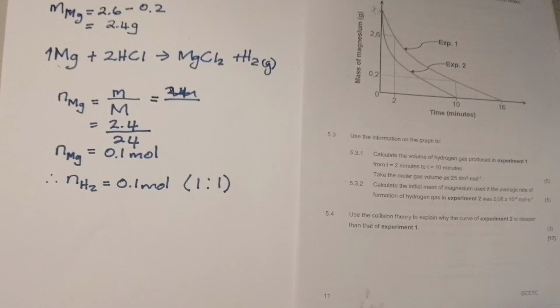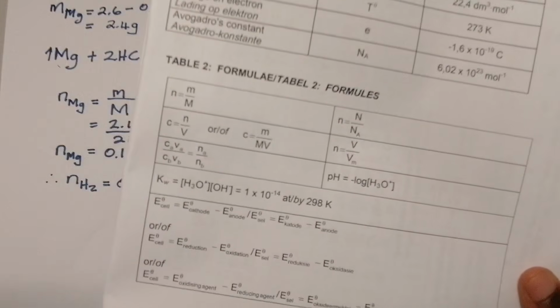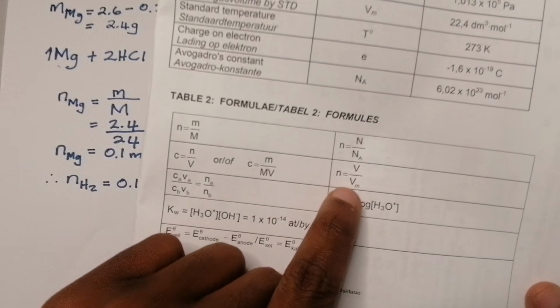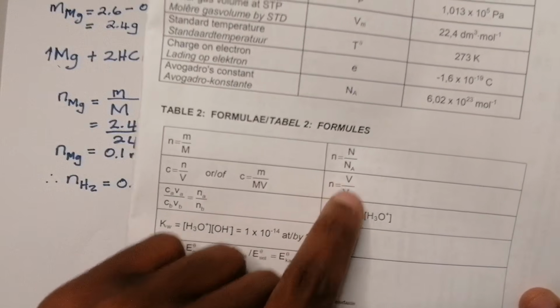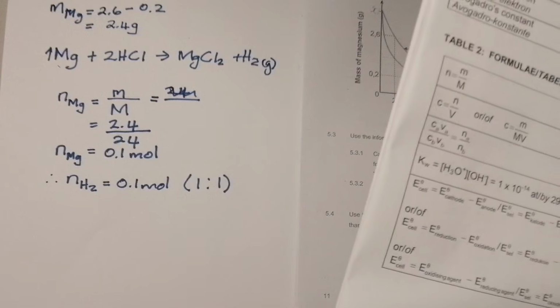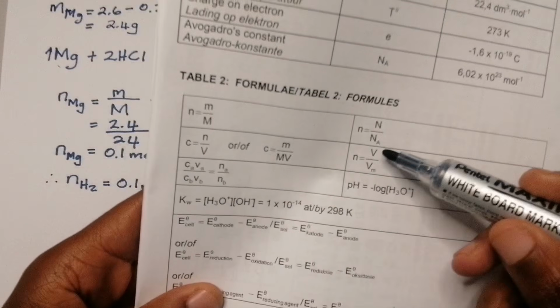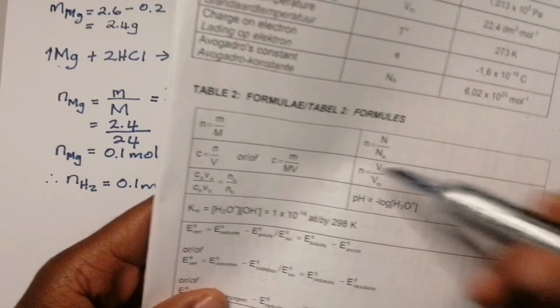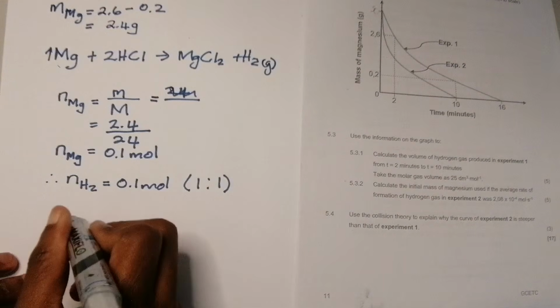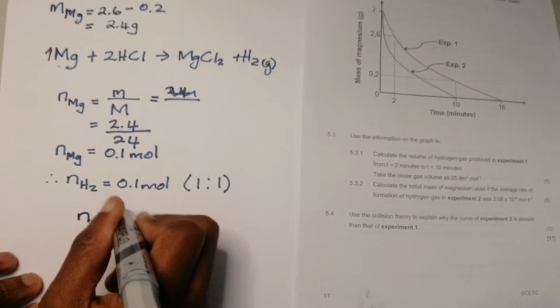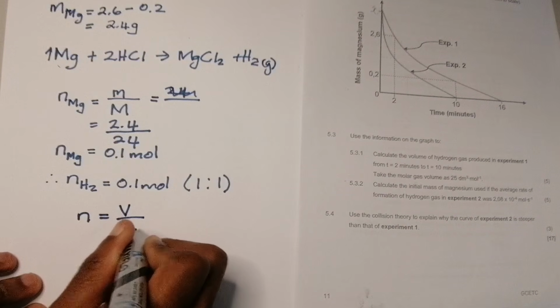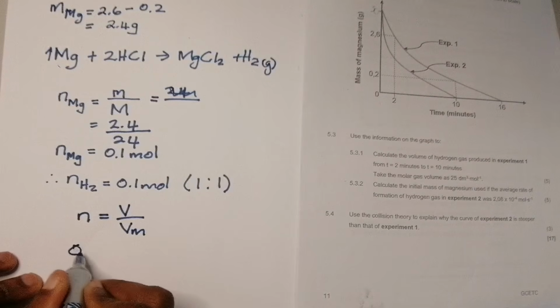So now we've got another formula, let me just show you quickly, that relates the volume of a gas and the molar volume. I know I could have also used ratio and proportion. This formula says number of moles is volume divided by molar volume. The question was asking me to calculate the volume, and I've got the molar volume and the number of moles. So number of moles is volume divided by molar volume. Now the number of moles is 0.1.